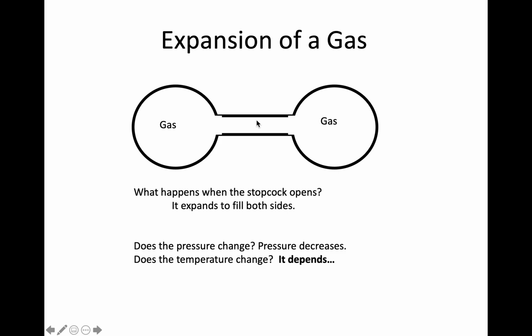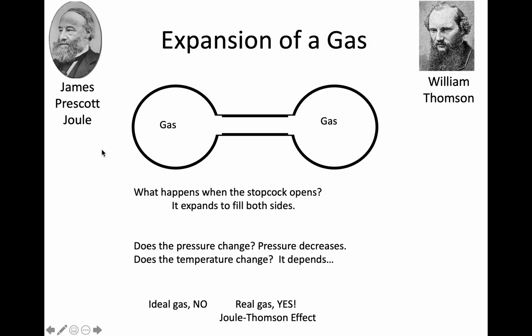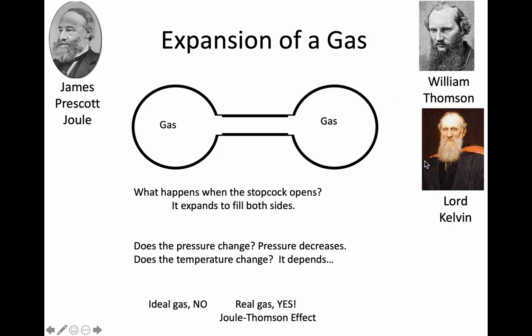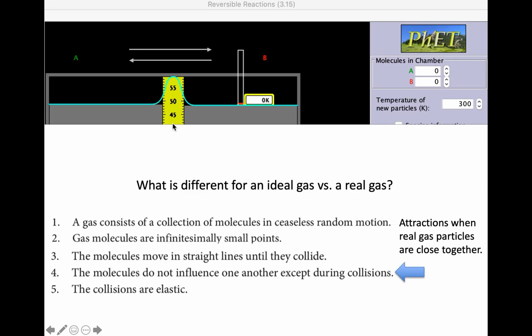Very interestingly, it's going to depend. For an ideal gas, there is no temperature change. But for a real gas, the temperature is affected. That's called the Joule-Thomson effect. We've seen Joule before. The Thomson here is William Thomson, aka Lord Kelvin, sort of with his, I don't know, Darth Vader look here or something. So this is the folks that are associated with this idea.